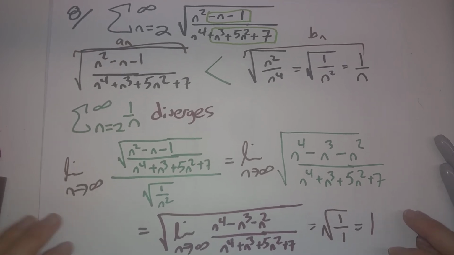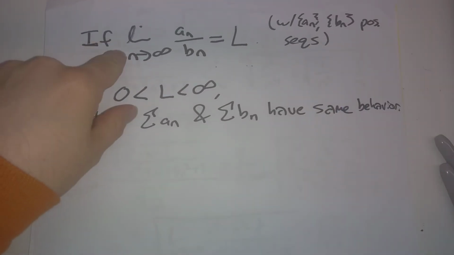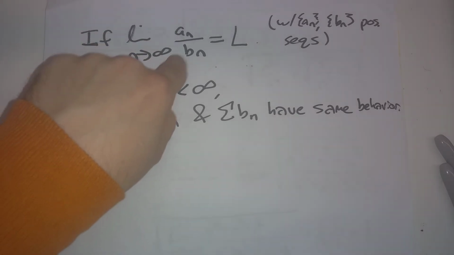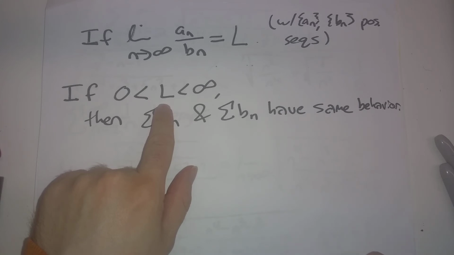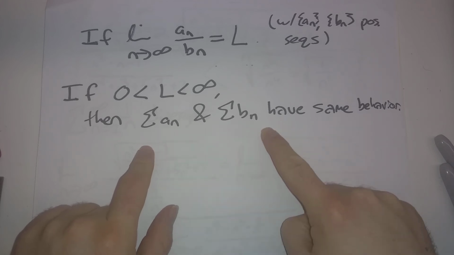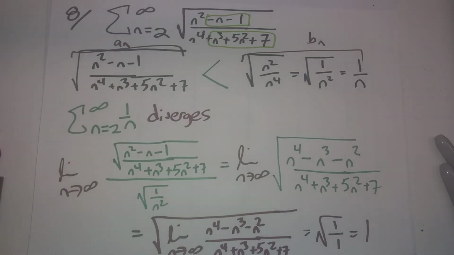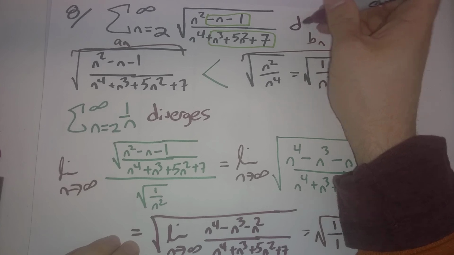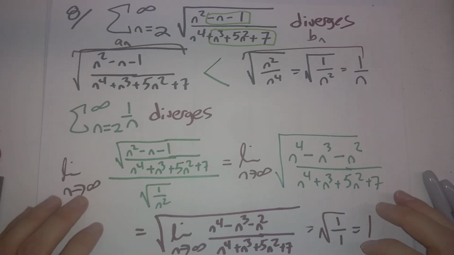What can we do with this by the limit comparison test? If our sequences are positive sequences, they are. If the limit as n goes to infinity of a sub n divided by b sub n is equal to L, in our case L is 1, and L is strictly between 0 and infinity, then the series of a n and the series of b n have the same behavior. They both converge or they both diverge. So in this case, because this one diverges, that tells us that this one diverges as well.